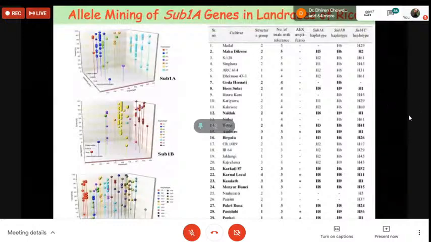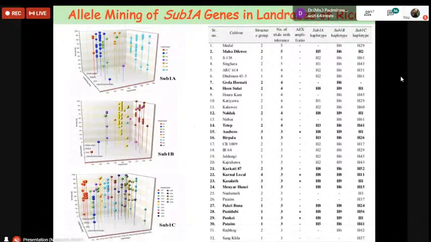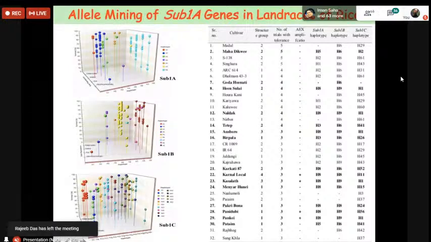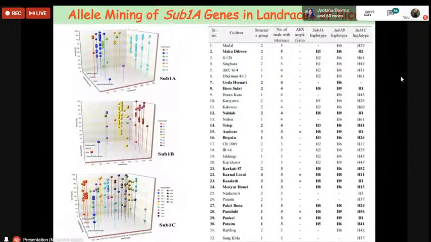Then we collected some flood tolerant rice. There was a panel of more than 100 lines from IRRI and from India, and we identified these lines. These were 32 lines which were consistently very tolerant to submergence, and only 18 of them, actually these bold ones, don't have the Sub1A. Their submergence tolerance is due to some other genes. So the new sources have been identified.